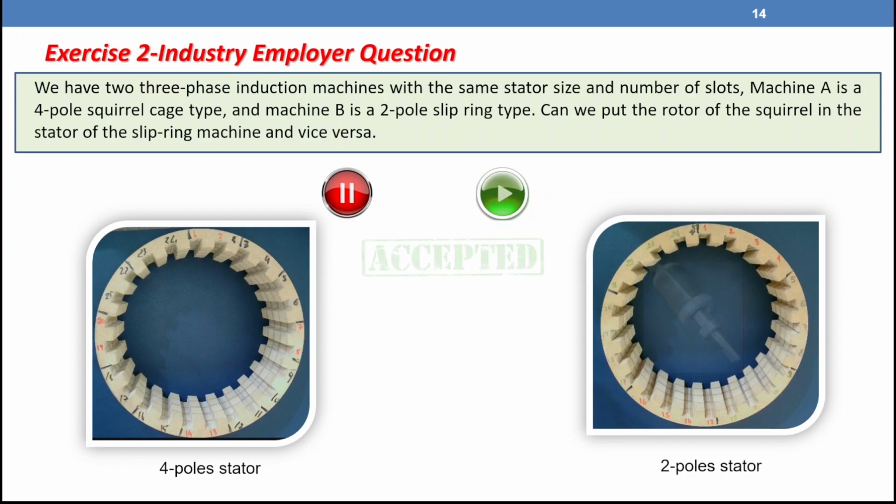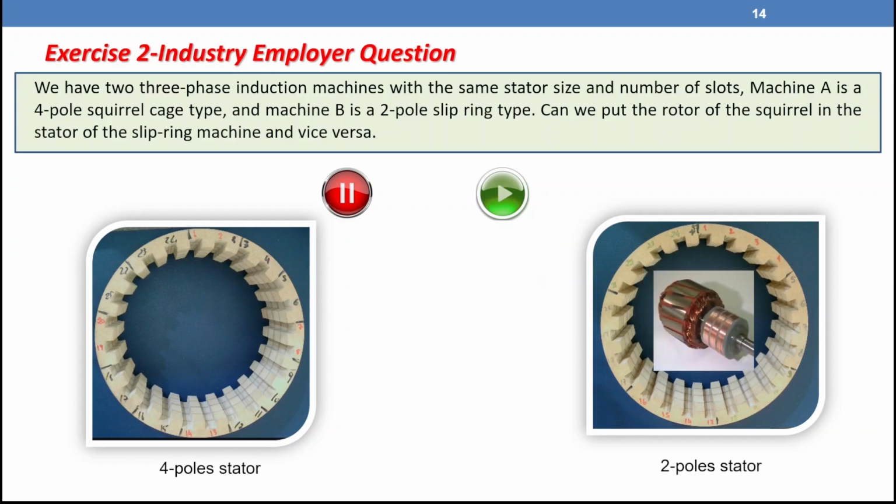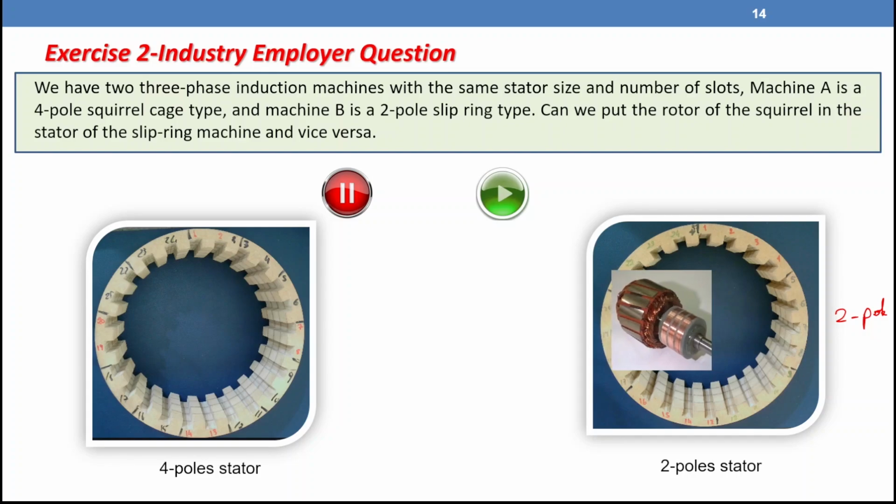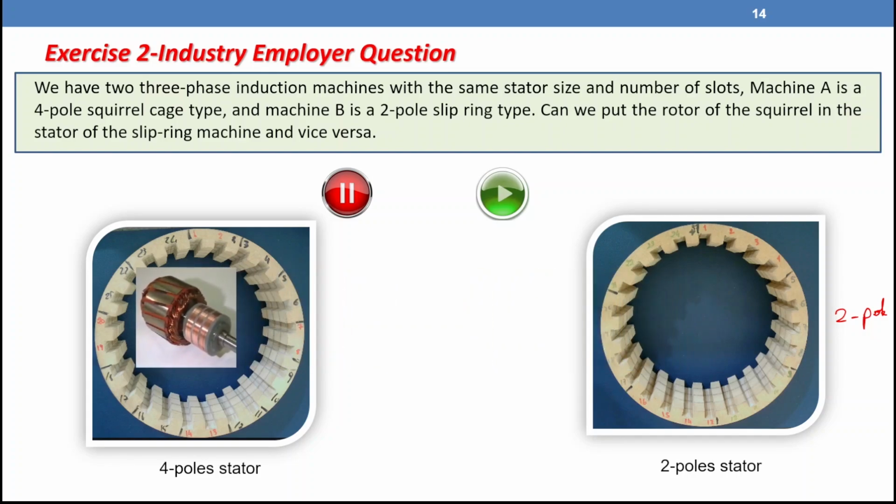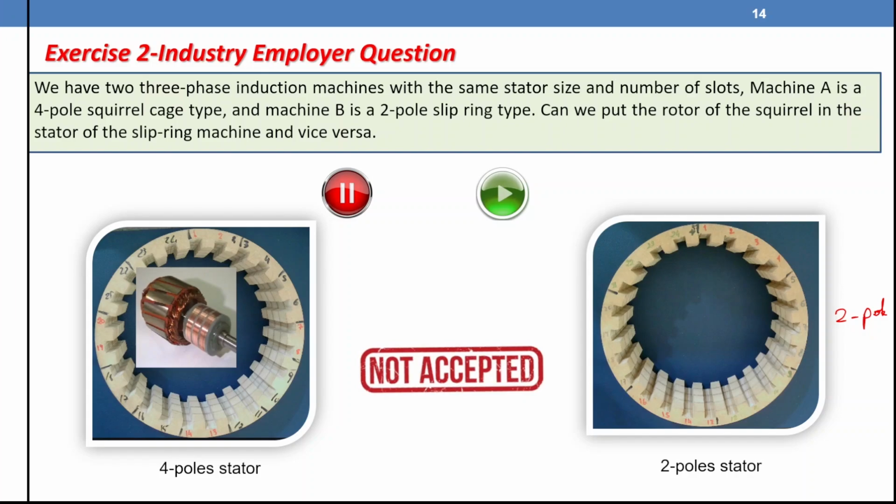But when we have a slip ring rotor, that one is wound as two-pole to match its stator. So the rotor is three-phase, two-pole, and cannot work for any other stator other than that one. If we take that one and put it in a four-pole machine, that one will not be accepted because the machine now has a four-pole stator and a two-pole rotor.